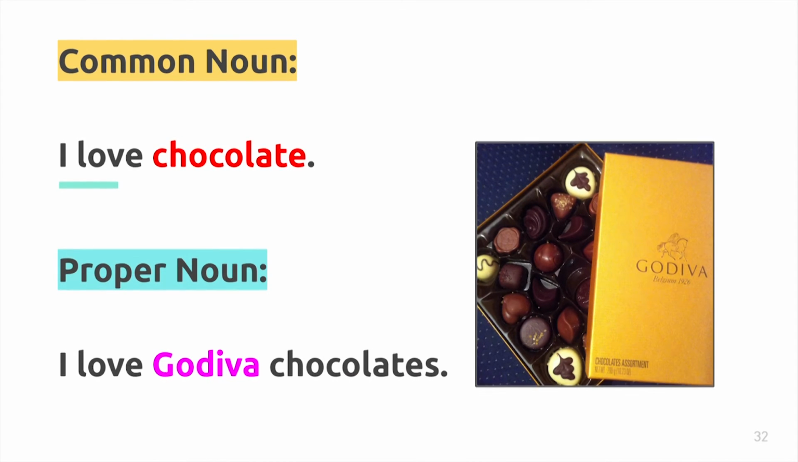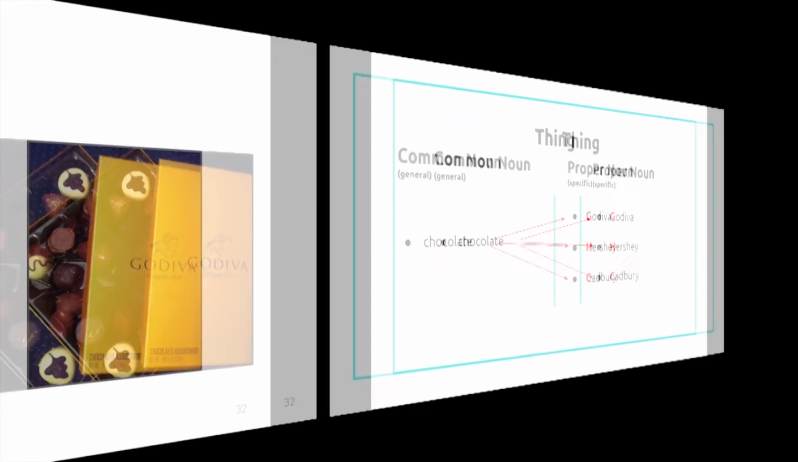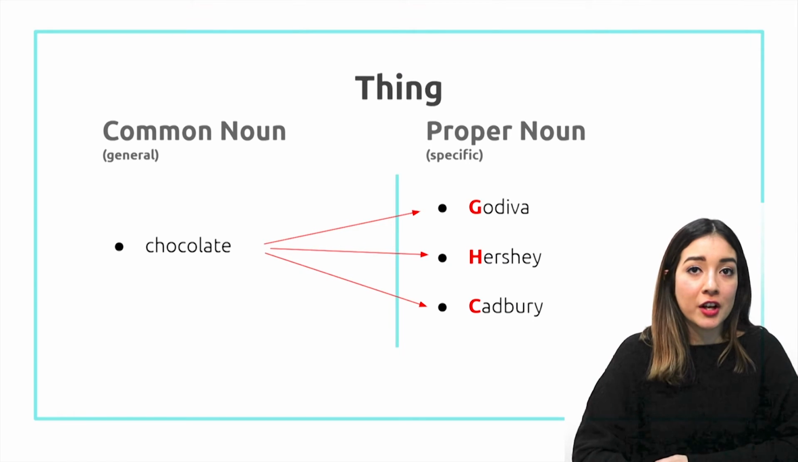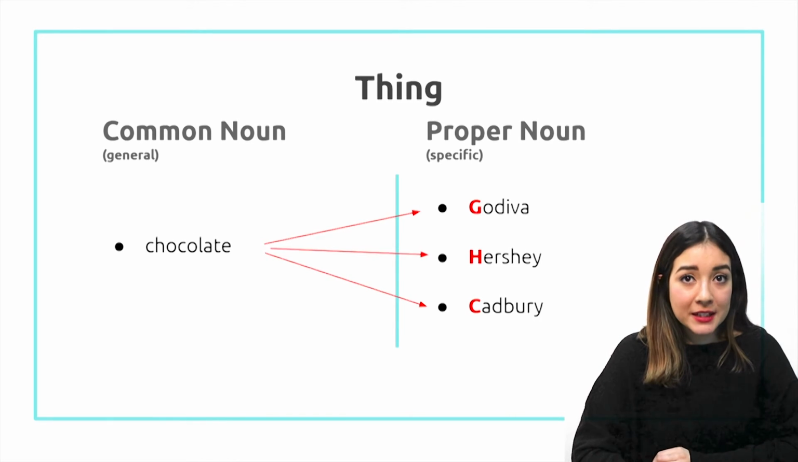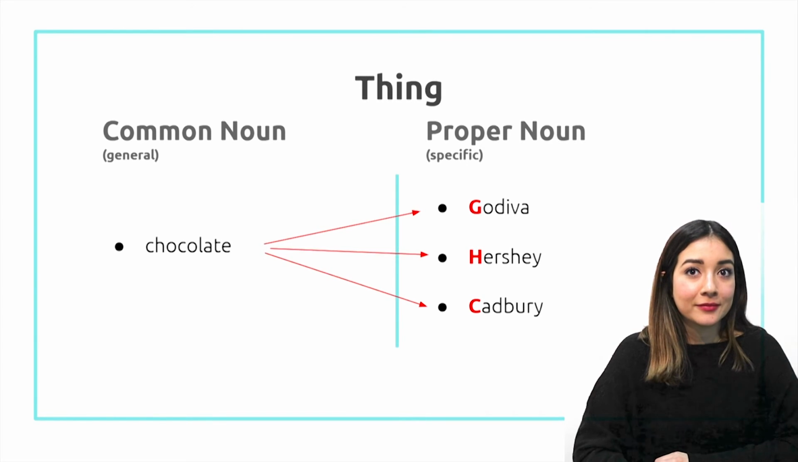I love chocolate. What chocolate do I love? When we're talking about something in general, we could really put the name of any specific product within our response. So in this case, I love Godiva chocolates. I could also say, I love Hershey chocolates, or I love Cadbury chocolates. When we're talking about something in particular, we are naming a particular thing.